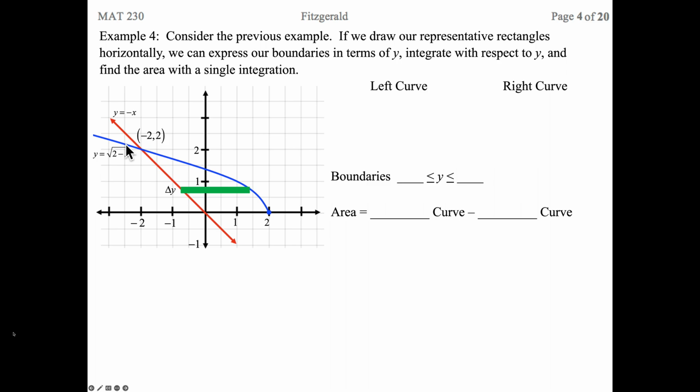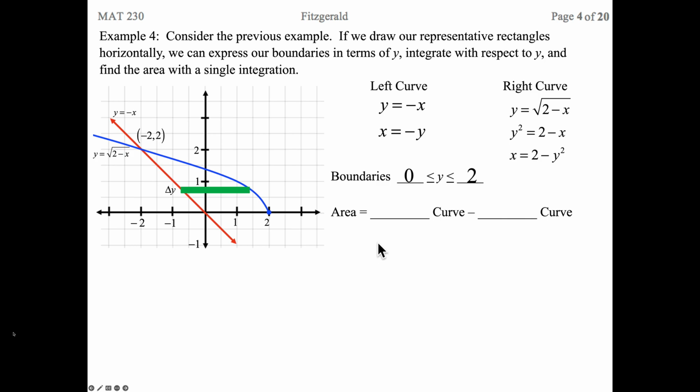Now we've got to make some changes here. If I want to integrate with respect to y, I have to take these two equations and solve them for x. So y equals negative x, okay, divide over the negative or multiply over the negative. The left curve is now x equals negative y. Right curve starts out as y equals the square root of 2 minus x. Square both sides. I'll add over the x, subtract over the y squared. There's my new equation. Now my boundaries, that's going to be from 0 up to 2. Now you look along the y-axis.